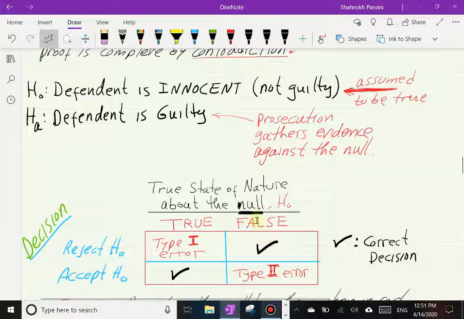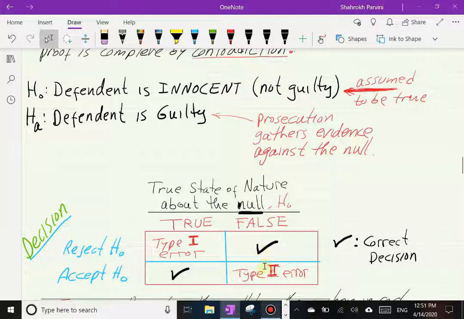Look what's going on here. The true state of nature about the null is false. The defendant now is truly guilty. The jury comes out and they reject the hypothesis of innocence. In other words, they find him guilty, him or her. Okay, so a guilty person was found guilty, right? A guilty person, null is false, reject the null, was found guilty. Looks like the correct decision is made, and this person is probably going to end up spending some time behind bars or whatever.